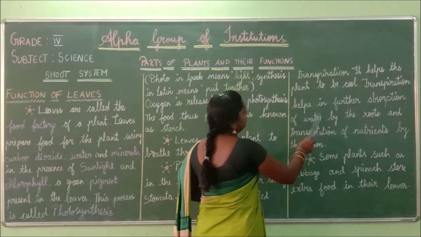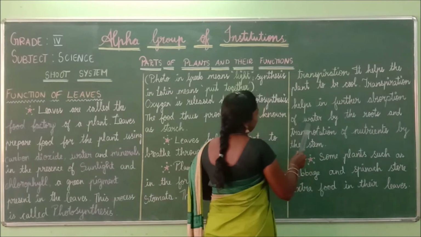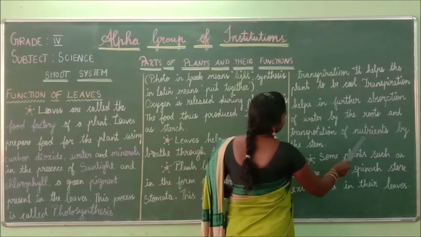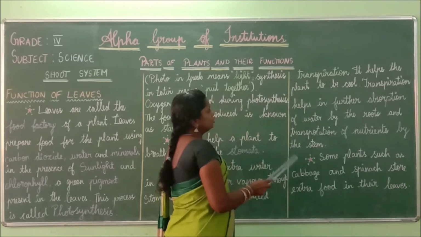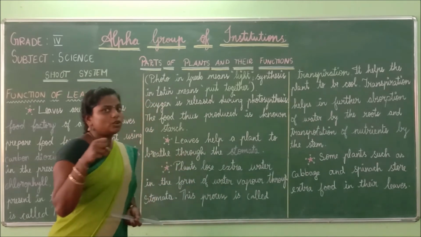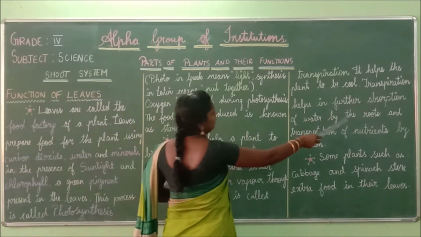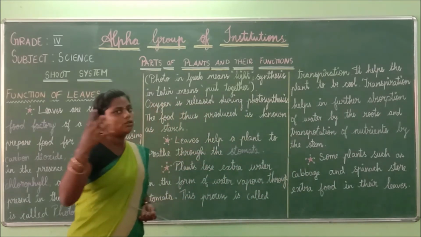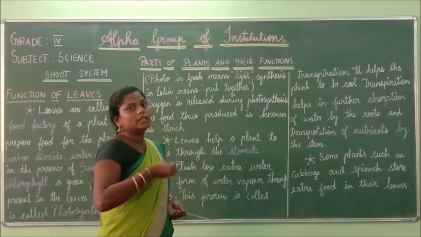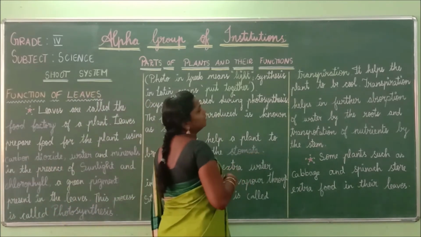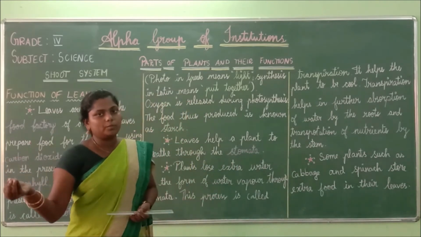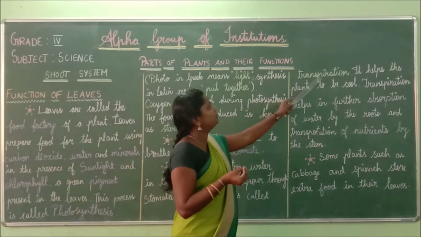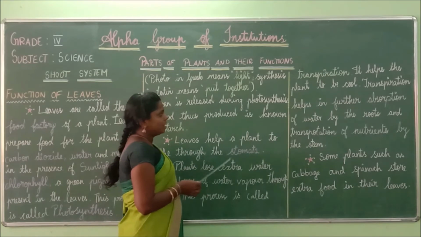Transpiration helps in further absorption of water by the roots and transportation of nutrients by the stem. So when the extra water goes out, the new water will come in and can move easily. Is it clear? The extra water forms into water vapor and goes away through stomata. This process is called transpiration.